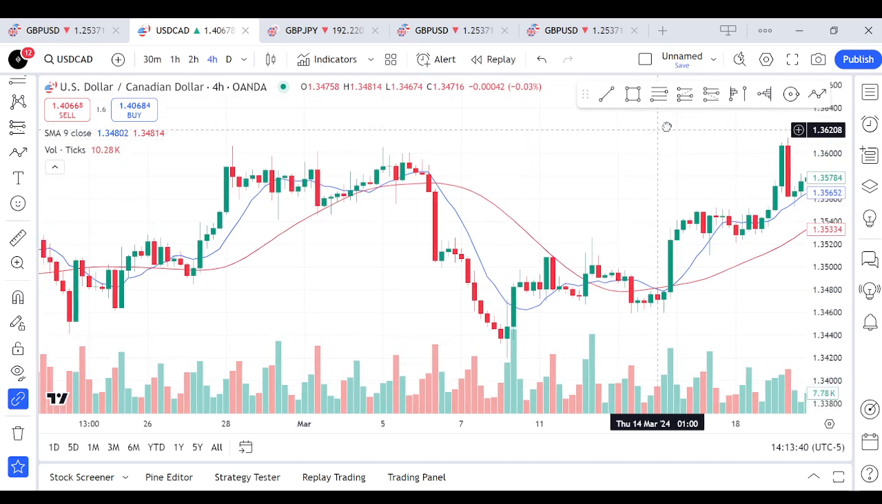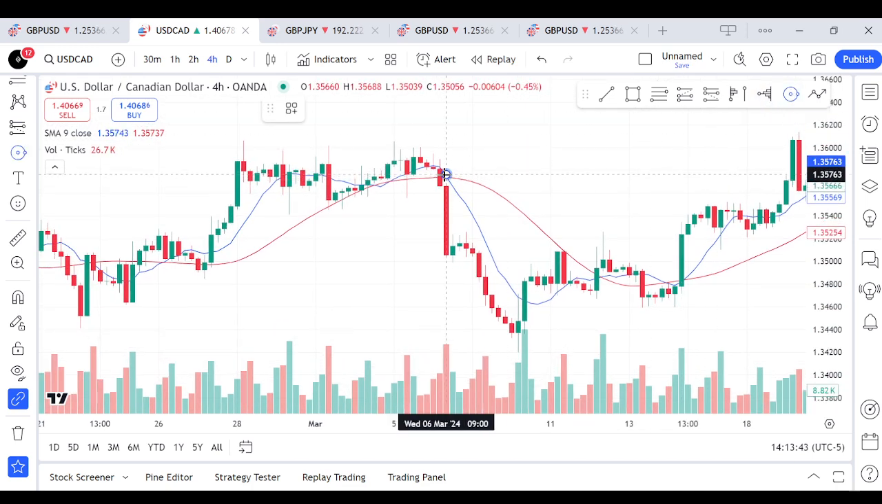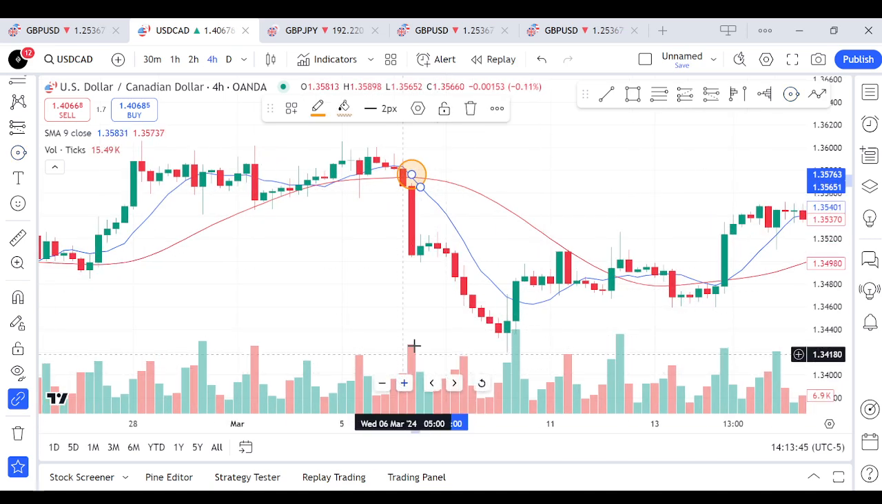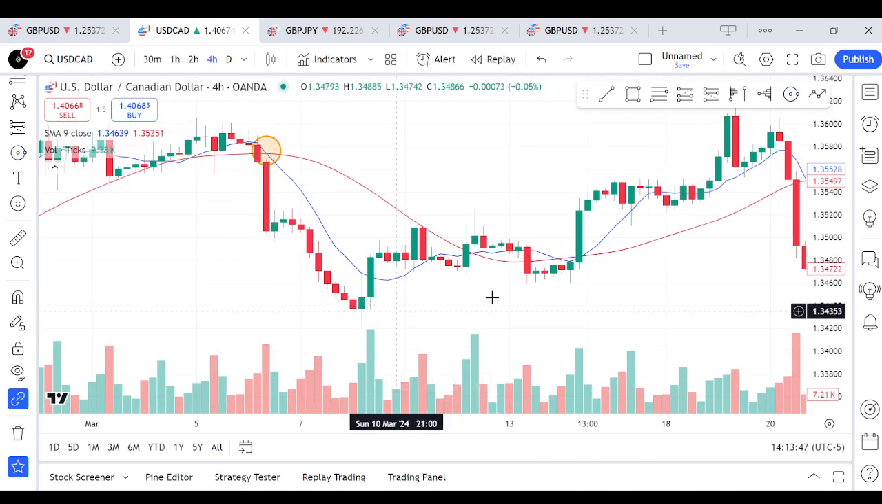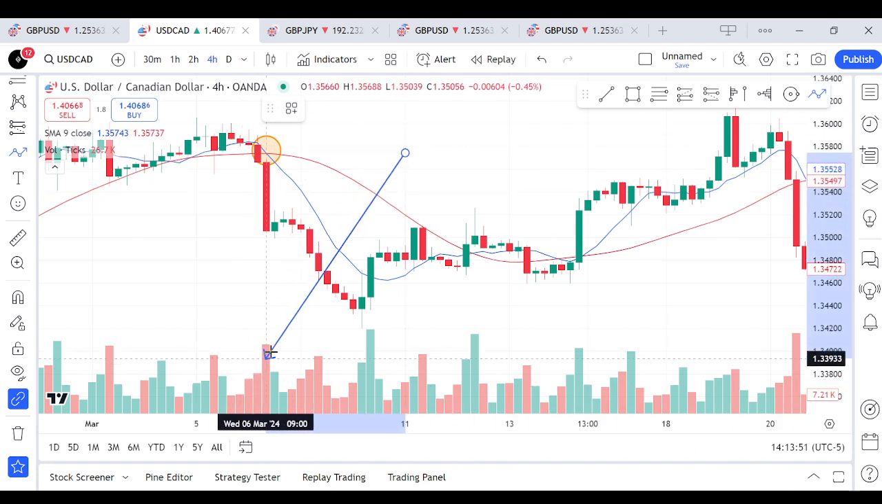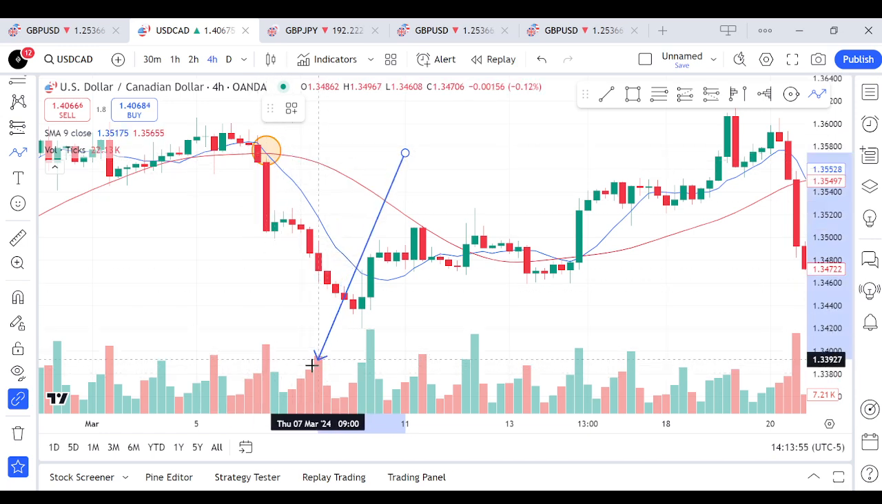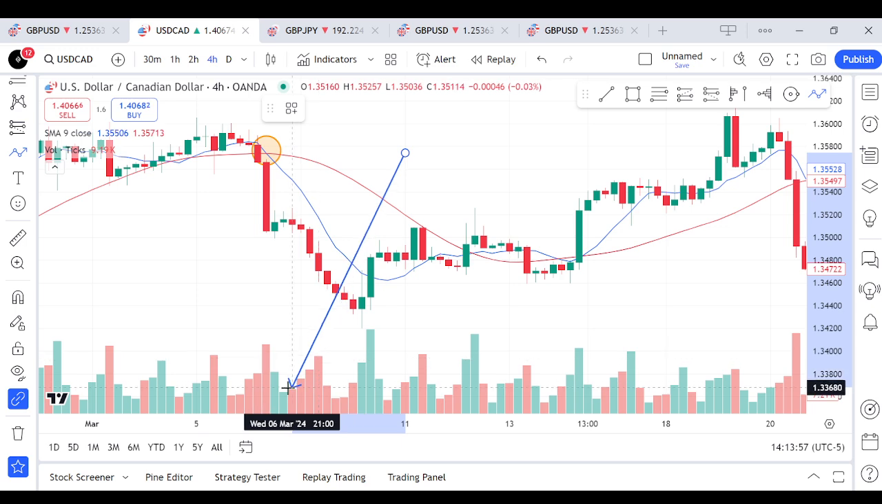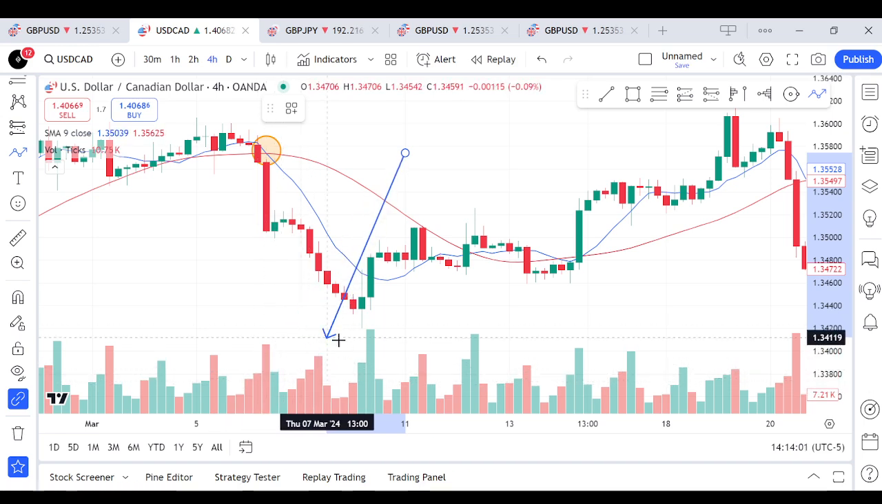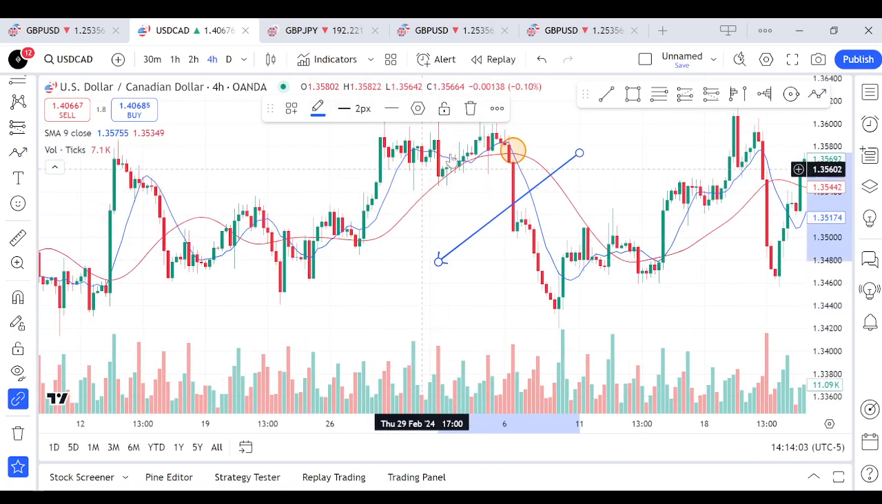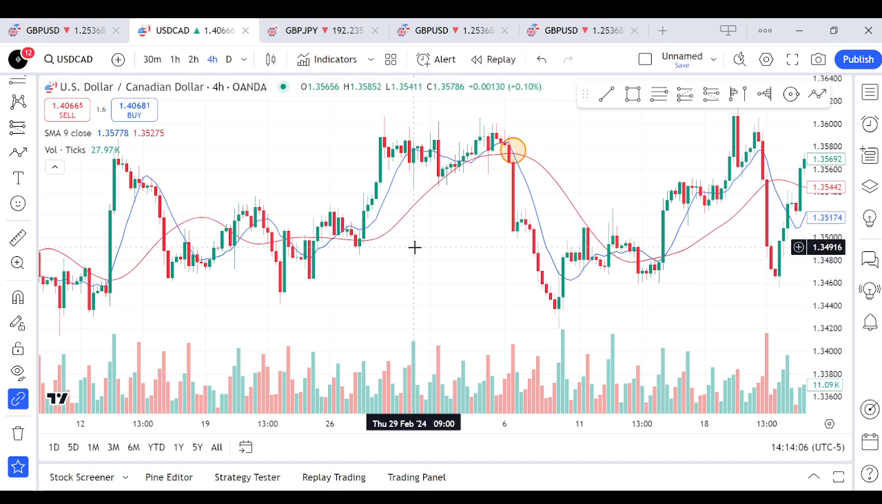This is another example. You see after this cross, you see this increasing volume right here, increasing volume, bearish volume accompanying this crossover. Same thing here, you see this rising bearish volume all over here. So that's just for added confirmation.